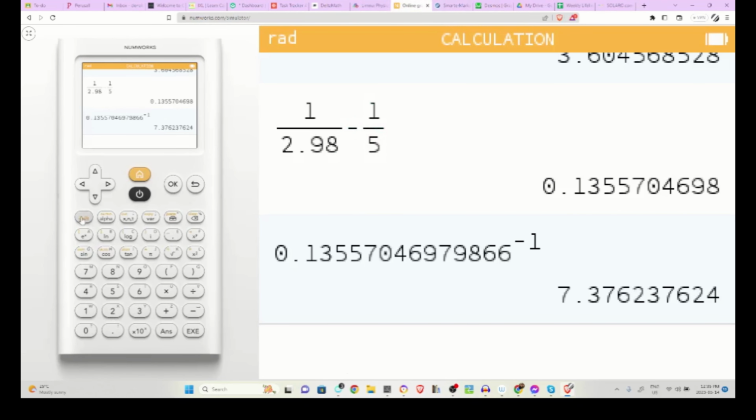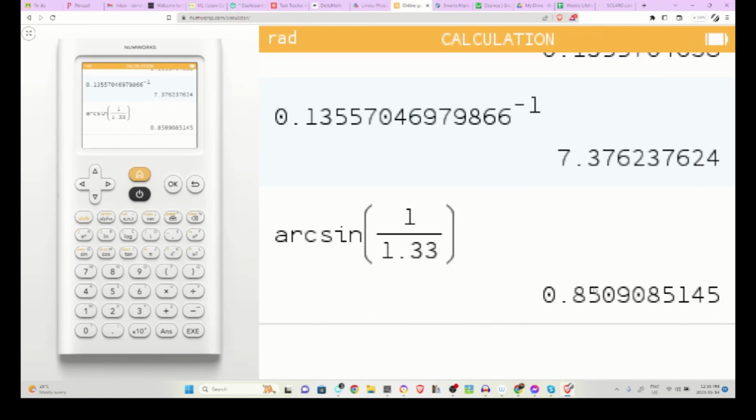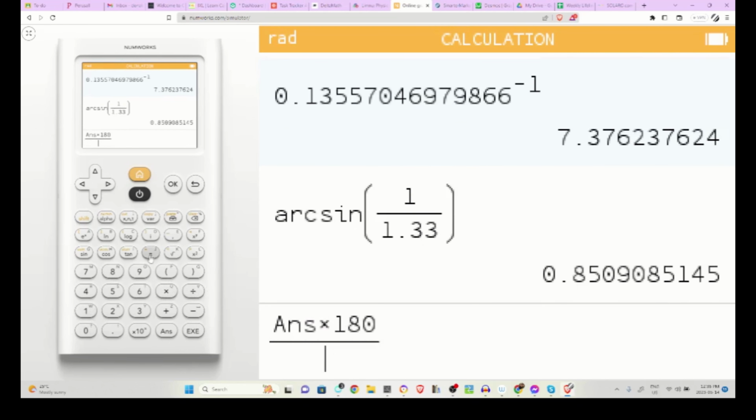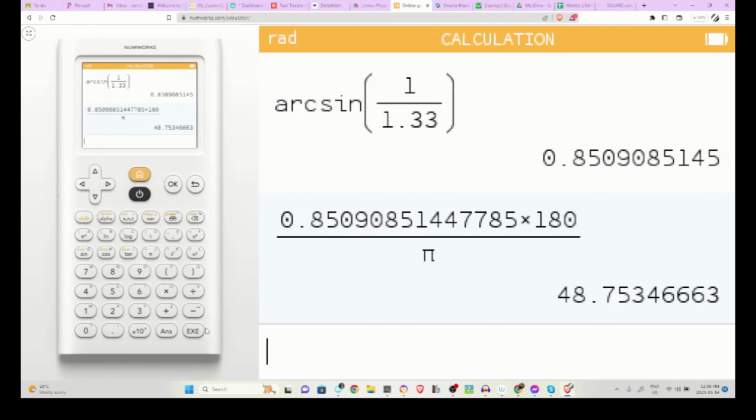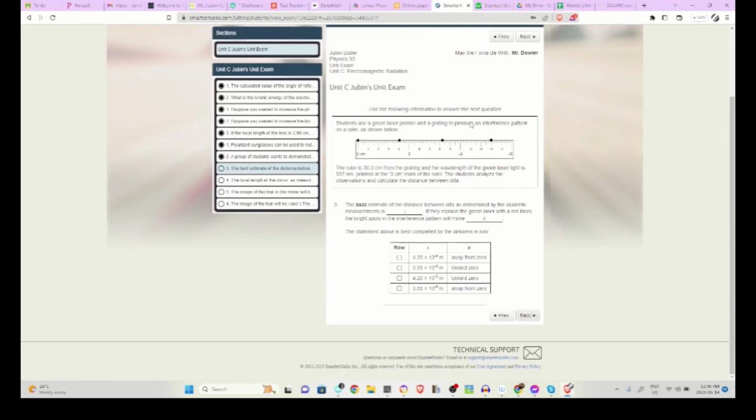So if we take the inverse sine of 1 over 1.33, we get our answer in radians. I forgot that's the default mode on this calculator. We'll just manually convert. And there we go. There's the 49 degrees that we're seeing in the multiple choice. So just in case that critical angle comes up in numeric response or in written response, that's how we find it.